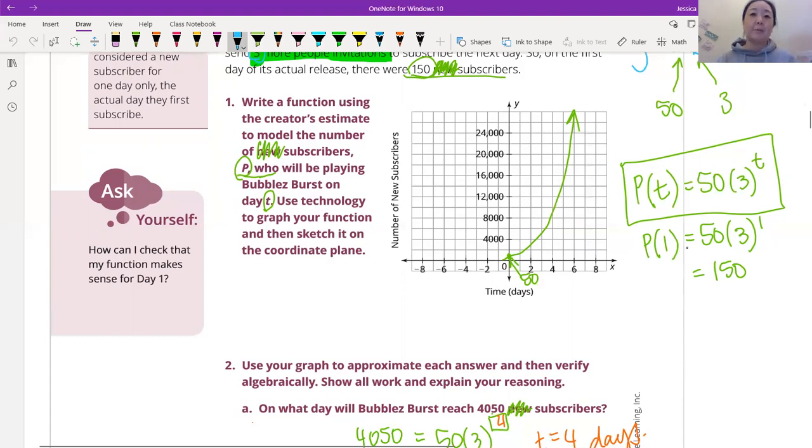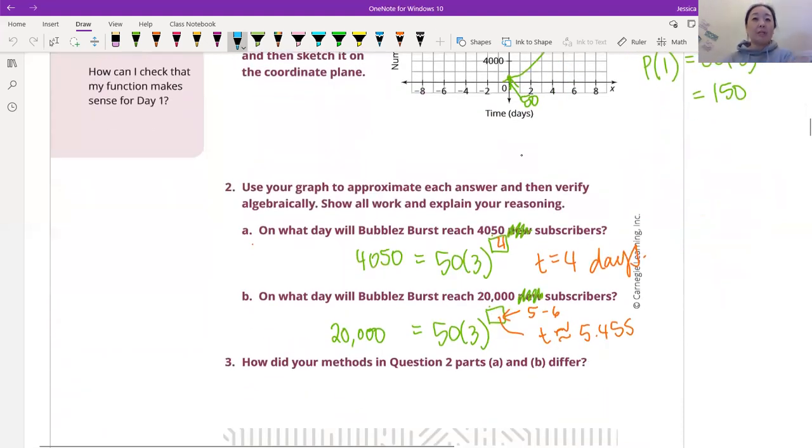Happy days. So it works out. So this is about what our graph is going to look like. We didn't graph it. You can certainly do it. It's just these numbers are huge, so we're not doing that right now. So what we wanted to do was, on what day will Bubbles Burst reach 4,050 subscribers?